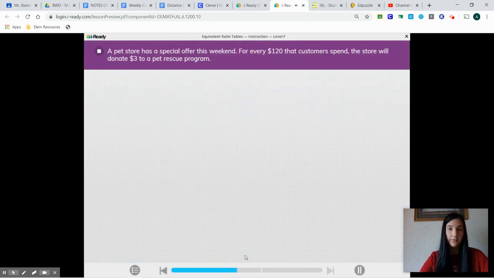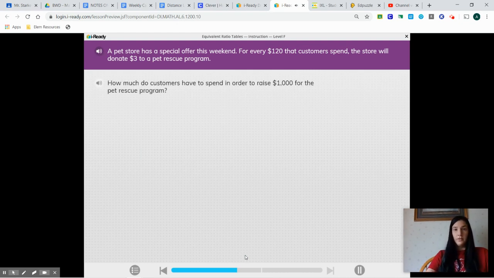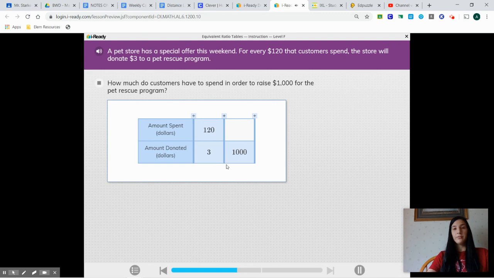A pet store has a special offer this weekend. For every $120 that customers spend, the store will donate $3 to a pet rescue program. How much do customers have to spend in order to raise $1,000 for the pet rescue program? Okay, so what you can see here is that to get from 3 to 1,000, it's not going to give you a whole number. So it's a little messy. So we want to simplify first.